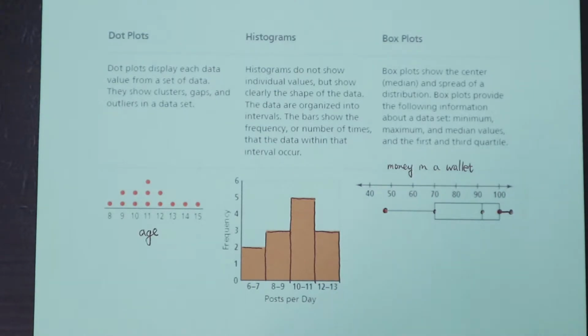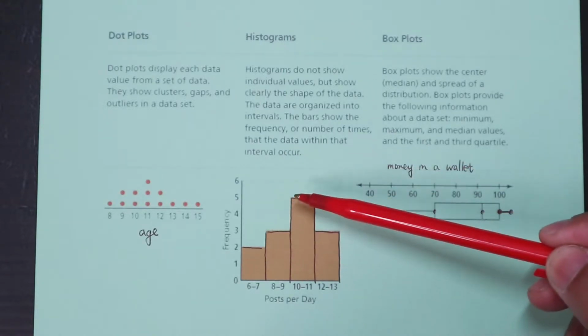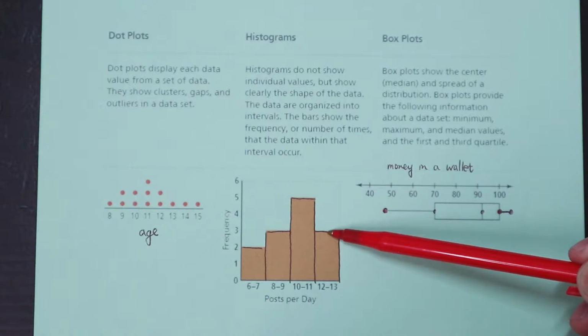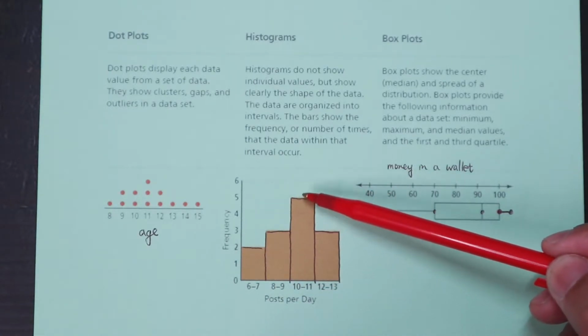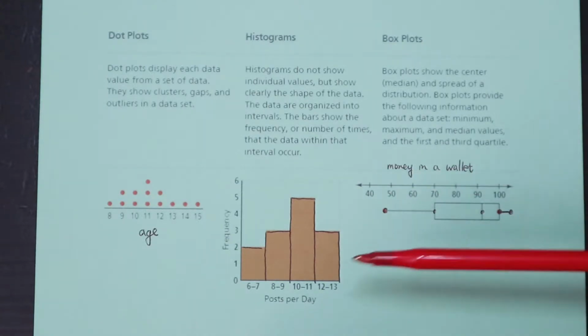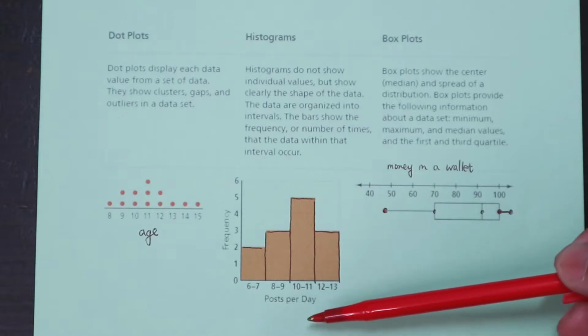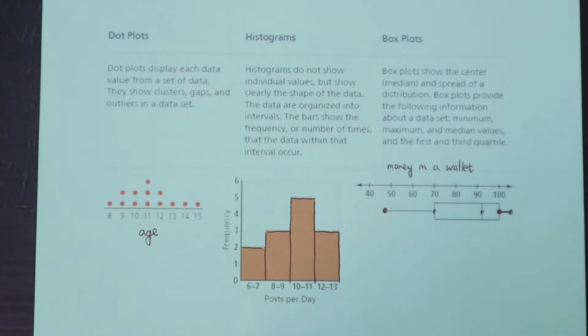So if I were to find out how many people I sampled, let me see. I add 2 plus 3 plus 5 plus 3, which is going to be 13. So that means I asked 13 people about how many posts they made per day on their social media or whatever, right? Usually posts is about social media.